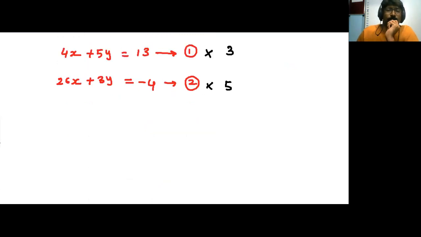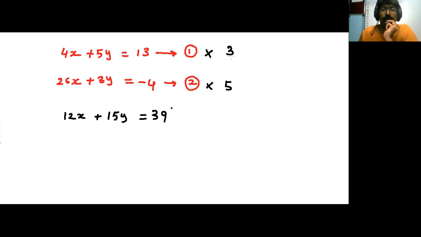Now, once we multiply this, we'll multiply 3 into this entire equation. What will happen? 3 4s are 12x plus 3 into 5 will become 15y. I hope you got the trick. Don't worry. In case you haven't understood, I'll explain to you. 1 second. 13 3s are 39.